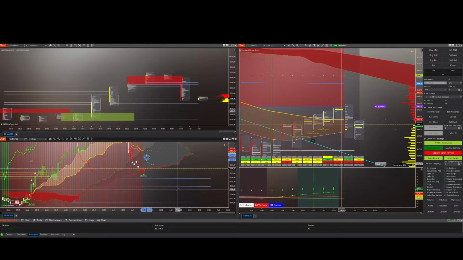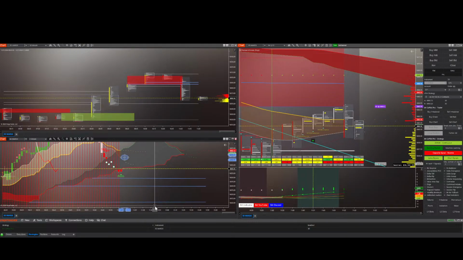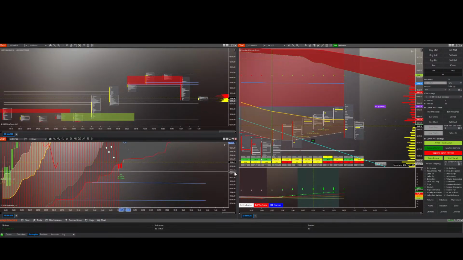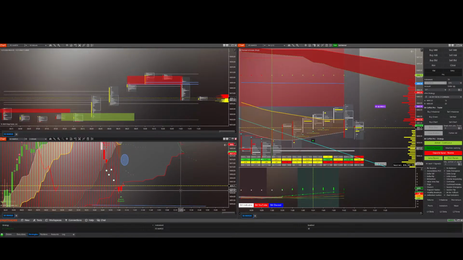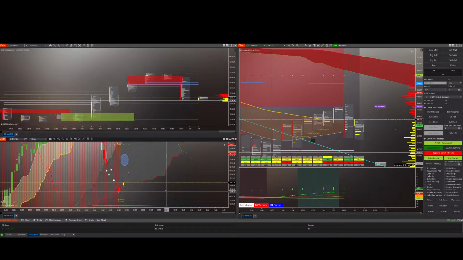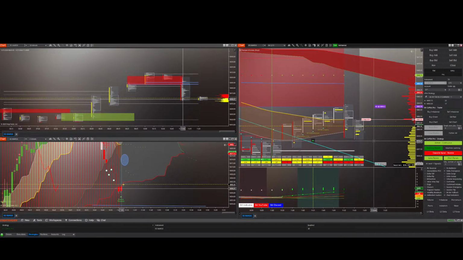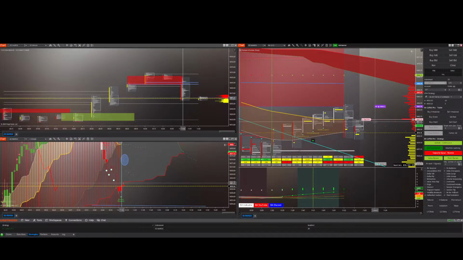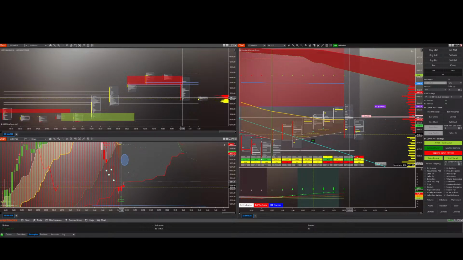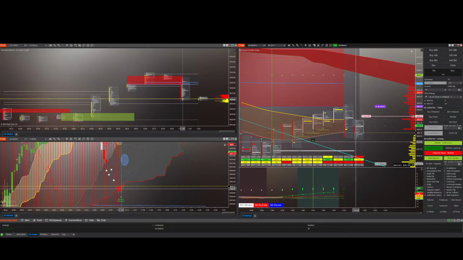Kumo bounce. Order submitted. Put that above the point of control there.